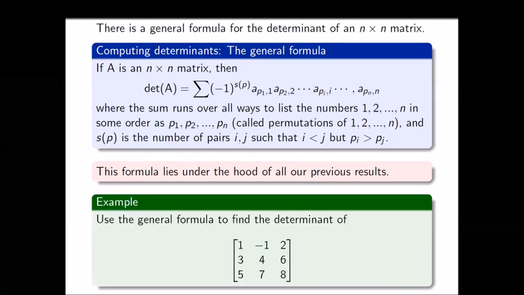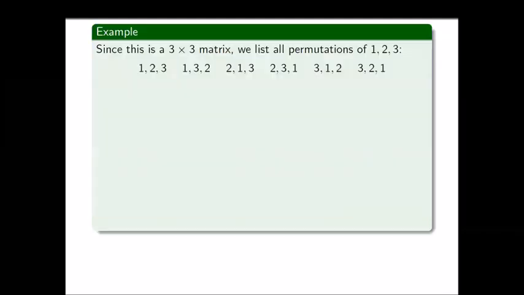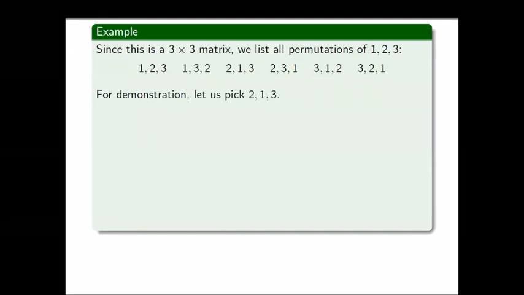So for the purpose of illustration, we are going to look at the following example, where we're going to try and compute the determinant of this 3 by 3 matrix using the general formula. Since this is a 3 by 3 matrix, we list all permutations of 1, 2, 3, and there are going to be 6 permutations. Please feel free to check that there is no other way to rearrange these 3 numbers. For the sake of demonstration, we are going to work with the permutation 2, 1, 3.